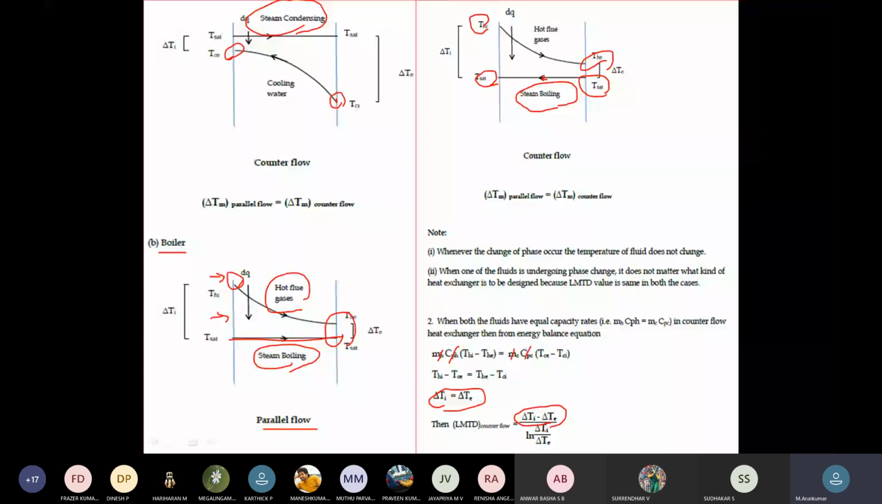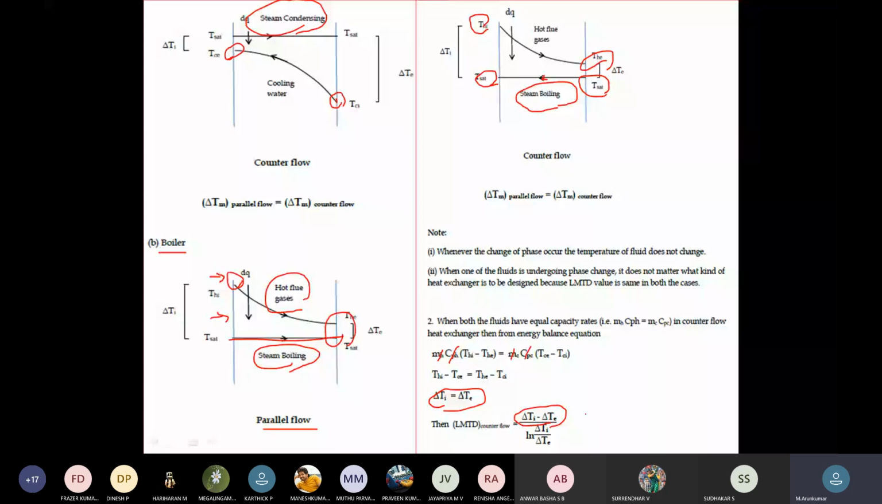This is for any cases. So this LMTD equation for parallel flow and counterflow will be the same for any cases. So delta Ti (inlet) minus delta Te (exit), divided by ln of delta Ti inlet divided by delta Te exit. So this is the equation, same for all the cases. Then, this will be equal, right?